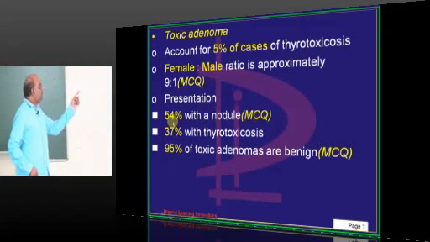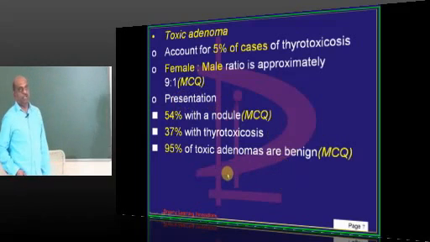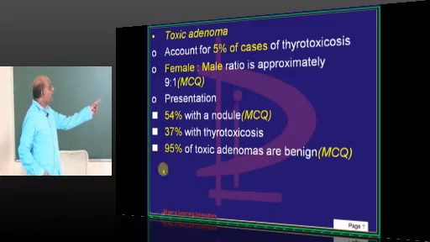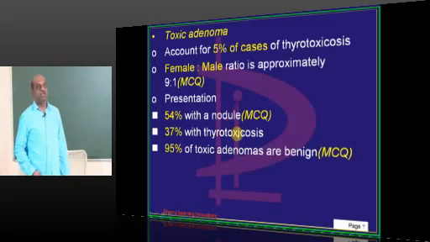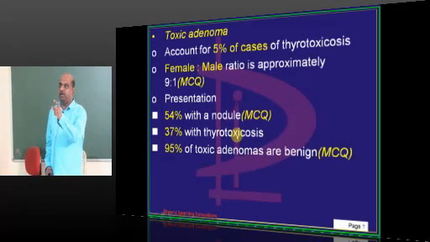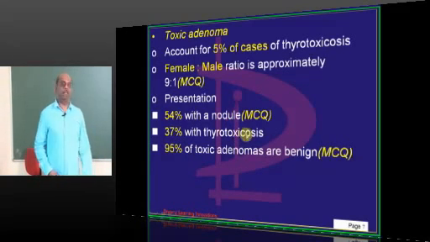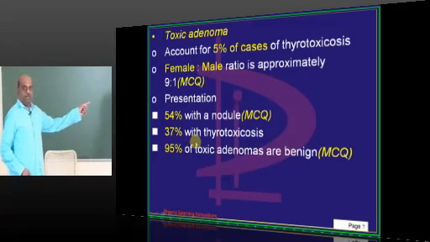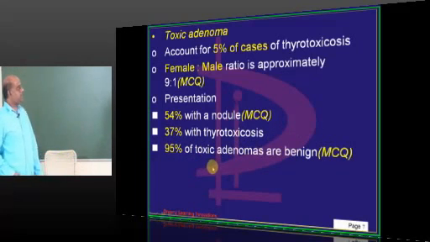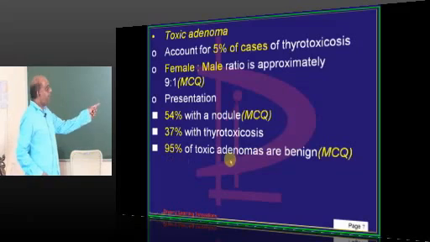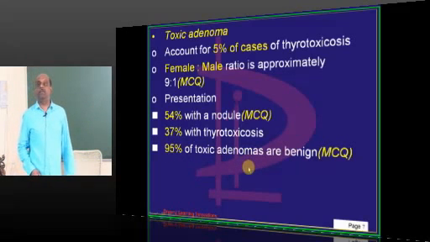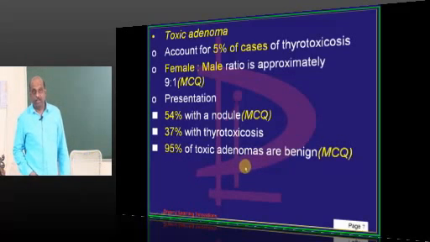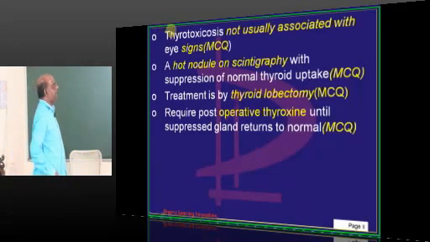Female to male ratio will be around 9:1, and around 54% of the follicular adenomas present like a nodule, 37% present with thyrotoxicosis, and 95% of the toxic adenomas are basically benign. Once more, that is what you have to basically appreciate.